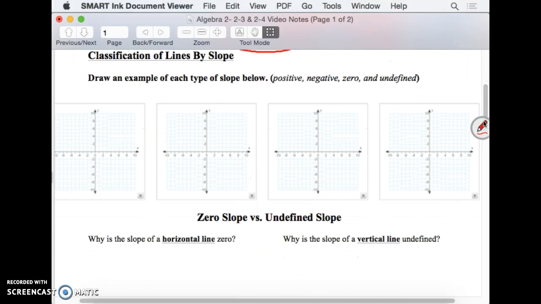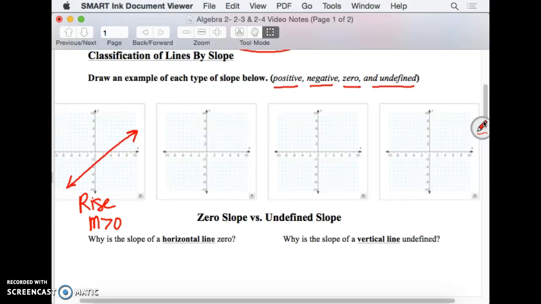Okay, so for the next four graphs, we're going to go through and draw a quick example of each type of slope. By each type, I mean positive, negative, zero, and undefined. Positive slope means it's rising from left to right. It does not matter where this line is, but that line is going to rise. And so we're going to say that m is greater than 0 because that means it's positive.